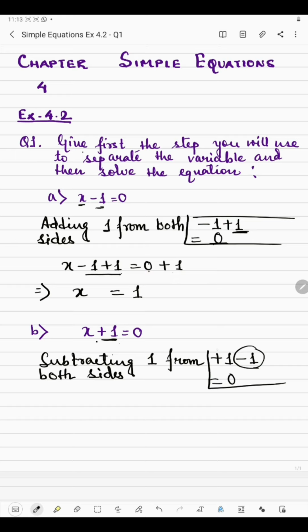So if you subtract 1 from both sides, what will you get? X plus 1 was there, and if you subtract 1, then it will become x plus 1 minus 1, and this -1 is to be subtracted on the right hand side also, so it will be 0 minus 1. Now plus 1 minus 1 will become 0, right? So here we have x plus 0, means x only, so we'll write x is equals to 0 minus 1, means -1. So the value of the variable, which is x here, will be -1.